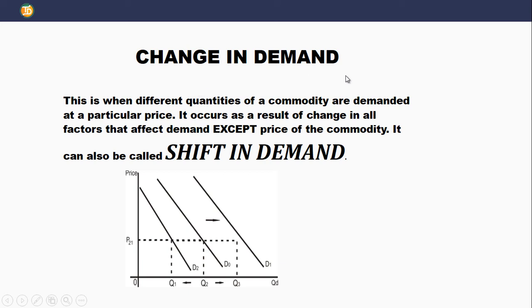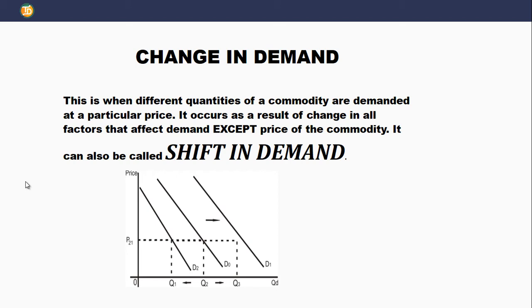Change in demand. Yes, change in demand is different from change in quantity demanded. Change in demand is when different quantities of a commodity are demanded at a particular price, and it occurs as a result of change in all factors that affect demand except the price of the commodity. Which means that change in demand is caused by all the factors that affect demand except the price of the commodity.